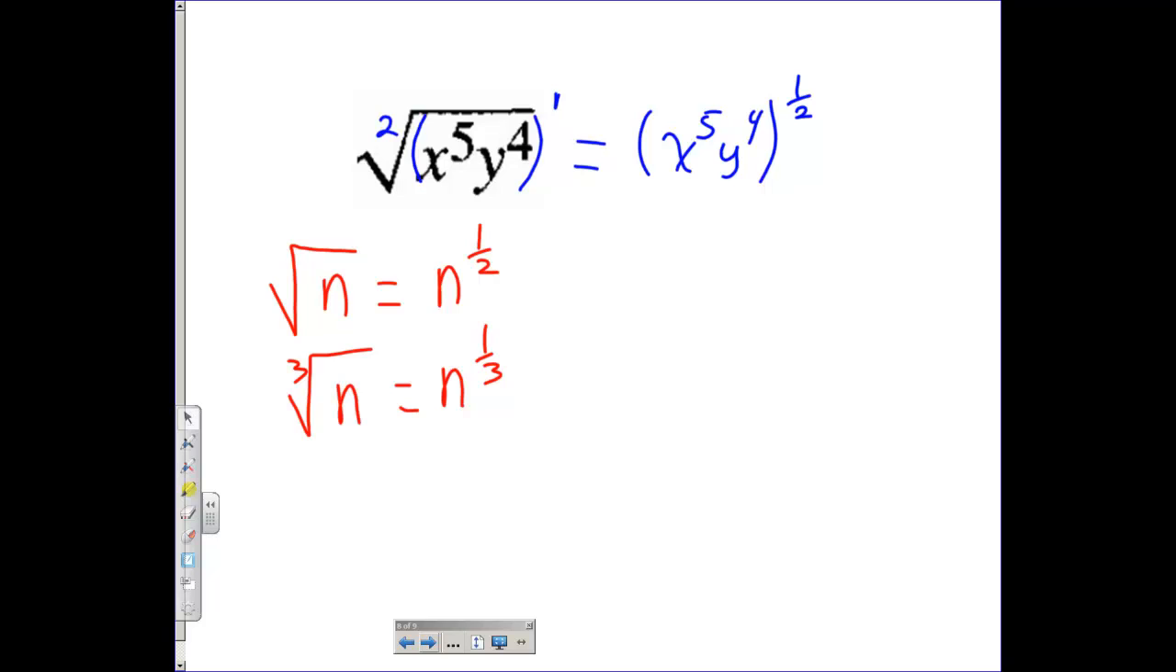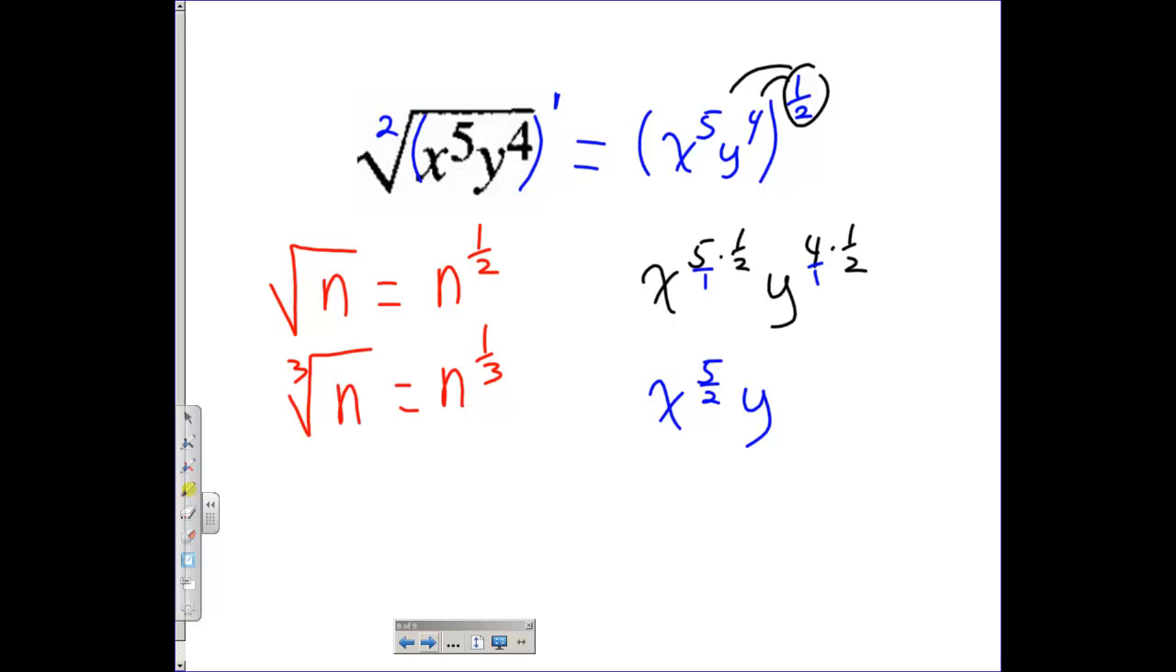Okay, so now we're going to go forward. Since I have an exponent on the outside, I can go ahead and distribute it. So we're going to have x to the 5 times 1/2 for the first one, and y to the 4 times 1/2 for the second one. And the first one, we're just going to have to call it x to the 5 over 2 times y. And on the second one, we're going to have 4 over 2. This is going to come out to 4 over 2 when we multiply, but 4 over 2 is simply 2.